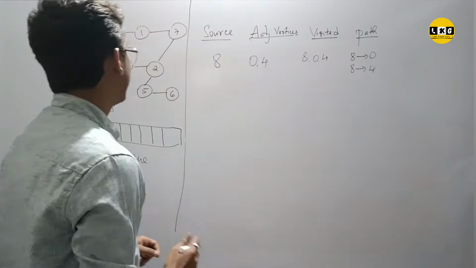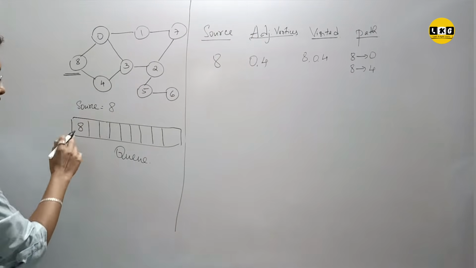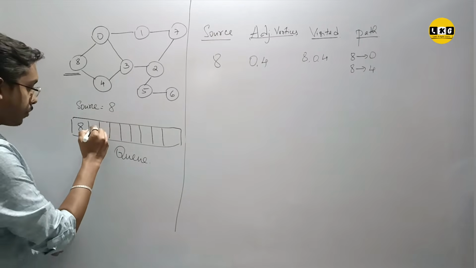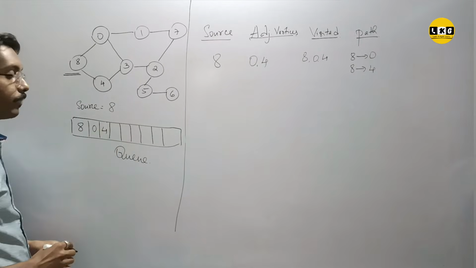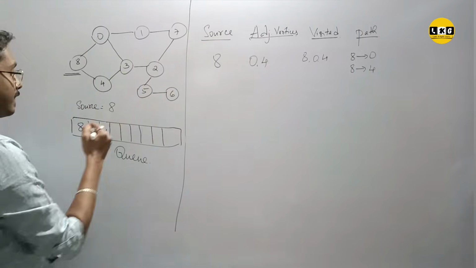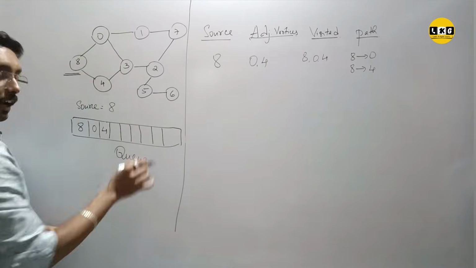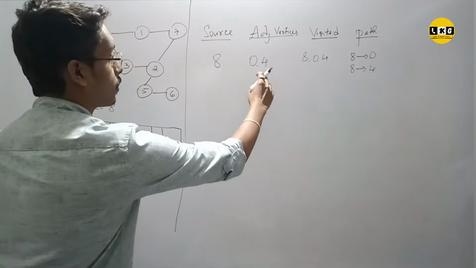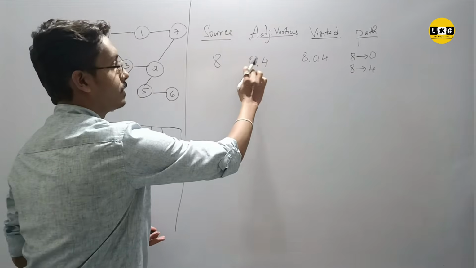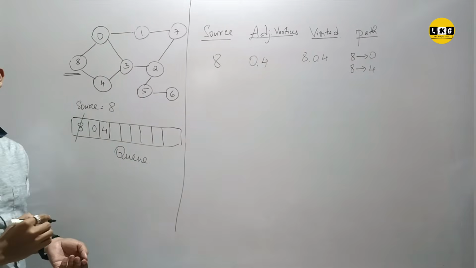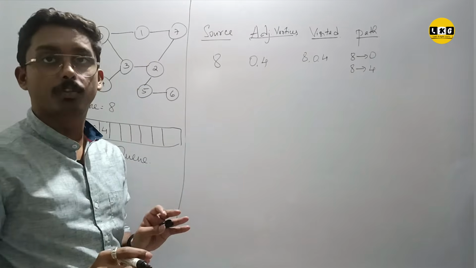Same thing. See, the source was 8. We will update that in the queue. The source was 8. After that, we visited 0 and also we visited 4. Now, is there any other adjacent node for 8? No, because there were only two adjacent nodes and we visited both of them. So now 8 can be removed from the queue.